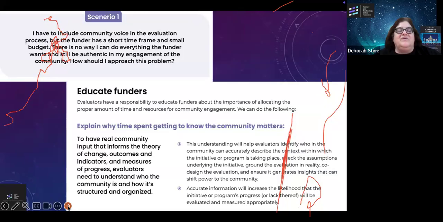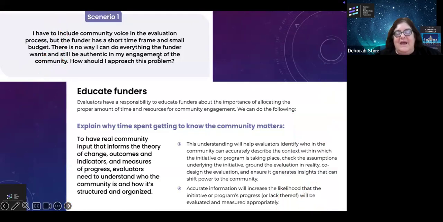And then they have these sort of tips, right? So this is, I have to include community voices in the evaluation process, but the funder has a short time frame and a small budget. There's no way I can do everything. How do I approach the problem?